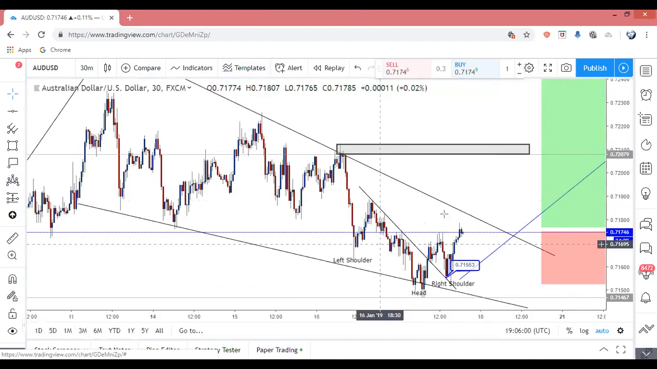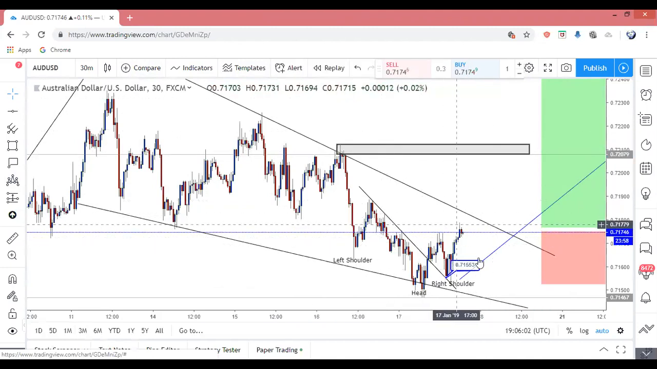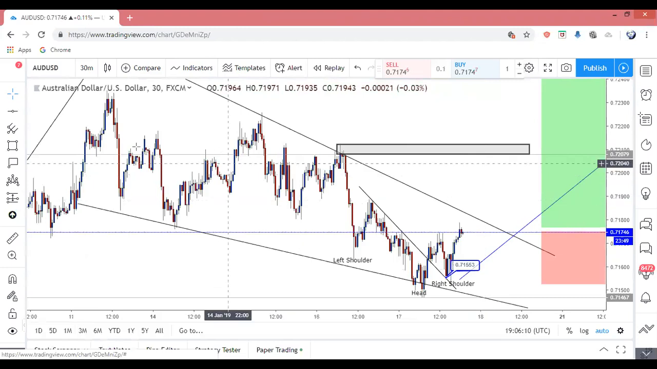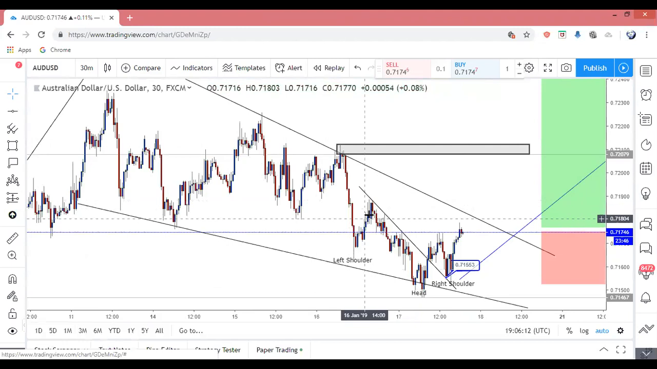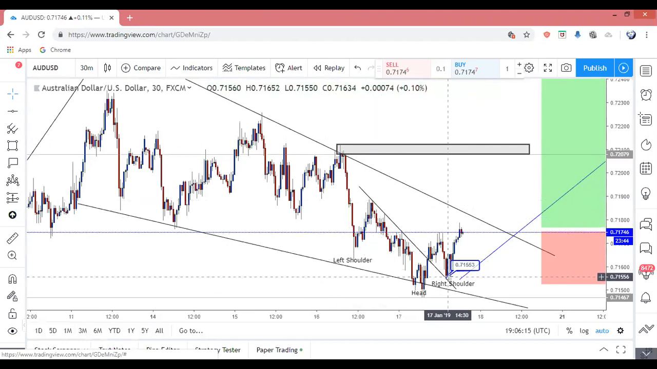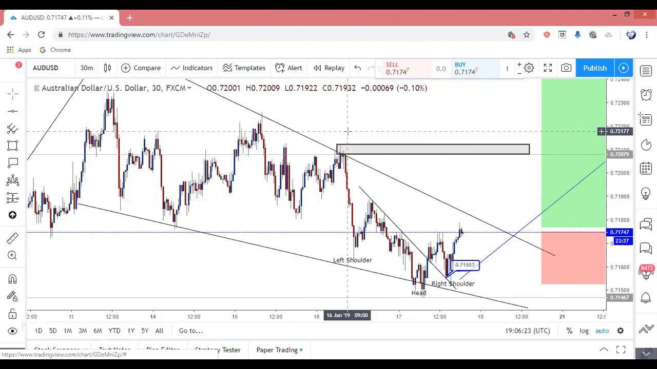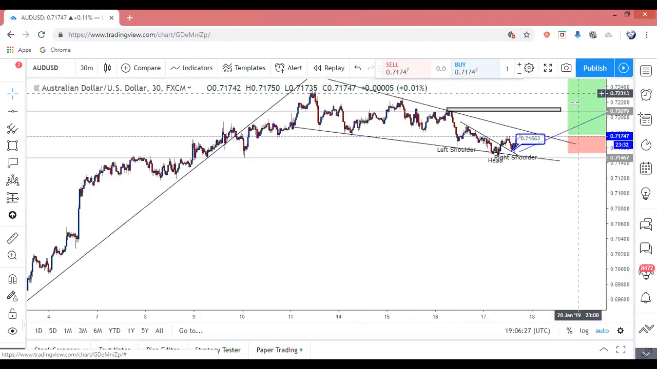Cool. So I want to show you how I analyze. Anyway, that would have been the breakout and the retest. That's how you would have entered, and you would have held that from there with your stop loss being there at 0.71467. Your take profits being up there where we don't even see.